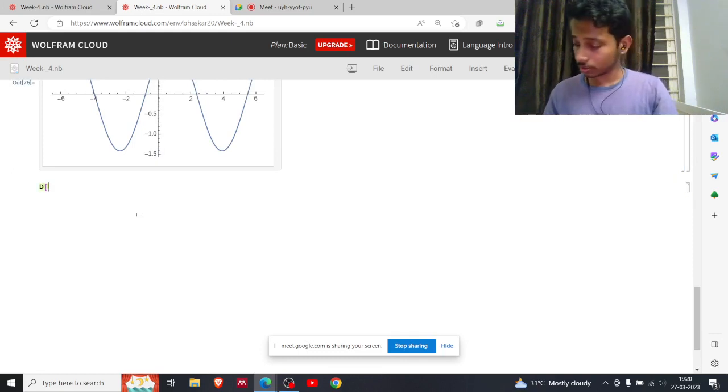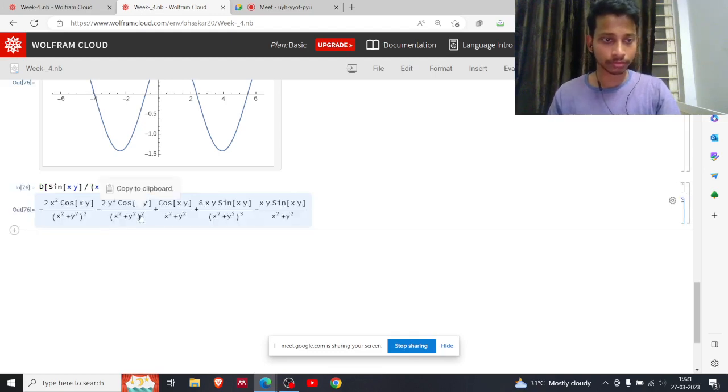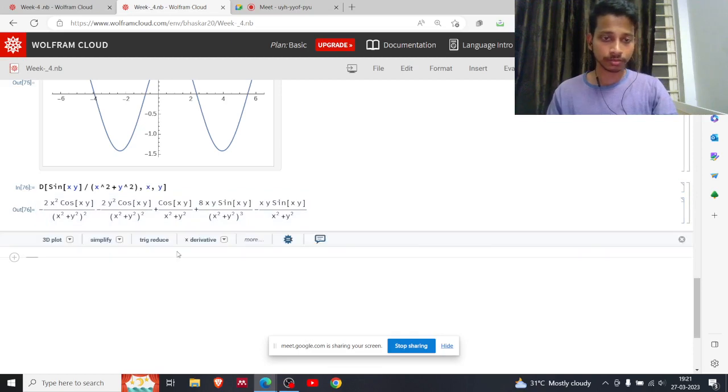Now also we can do the derivative with respect to two variables, like the derivative of sine xy by x square plus y square, comma x, comma y. So this is the derivative of sine xy by x square plus y square.